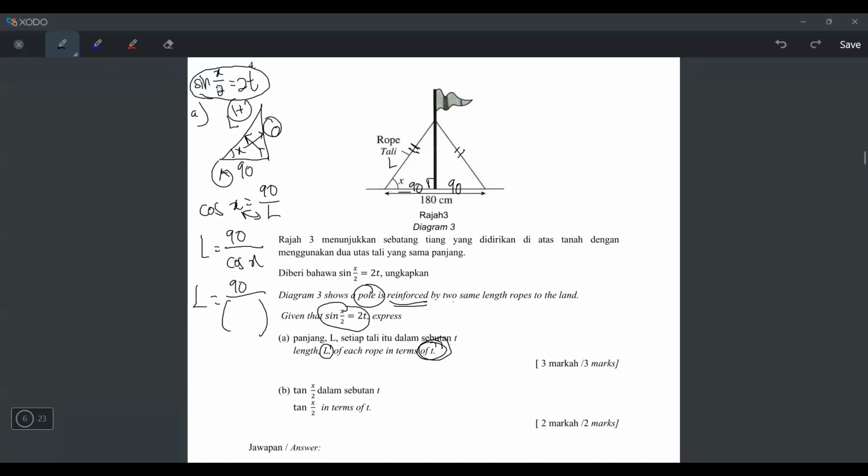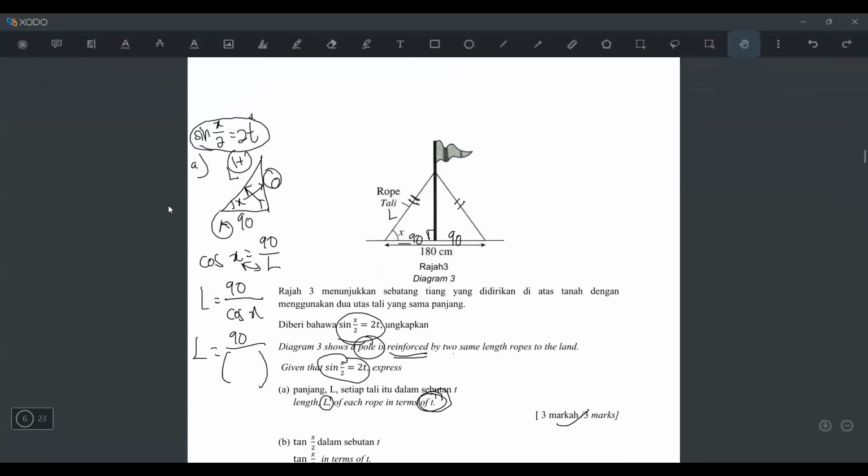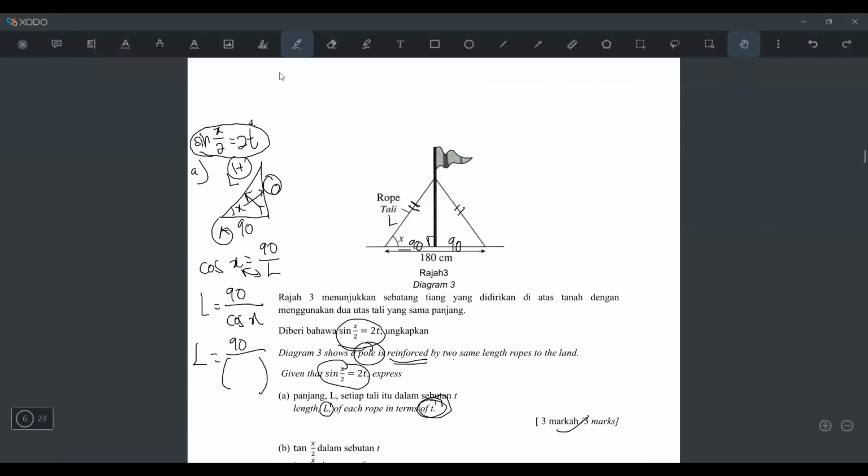And I need to make sure there is a T inside here, or else I will not get these 3 marks. Because the question wants me to write in terms of T, not in terms of X. So this cos X definitely need to change to something T. But if you look at the whole question, only here has T. Can you see? Sin X over 2 equals to 2T. So I have to use this information no matter what. So this is when you have to use the double angle formula.